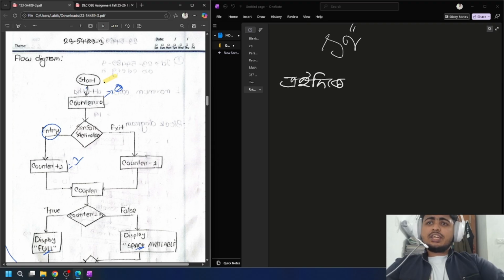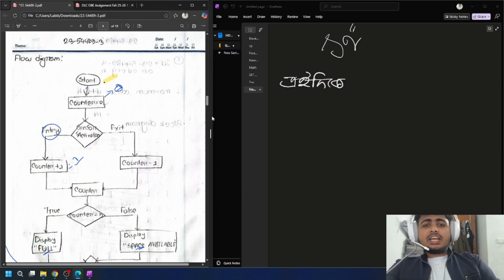So this is the flow diagram, where we start, and in the starting state the counter is 0. When the sensor gets activated, if it is the entry sensor, the count goes plus 1, meaning 1 car entered. And if it is the exit sensor, the count goes minus 1, meaning we decrement the counter by 1, and then it is updated in the counter.